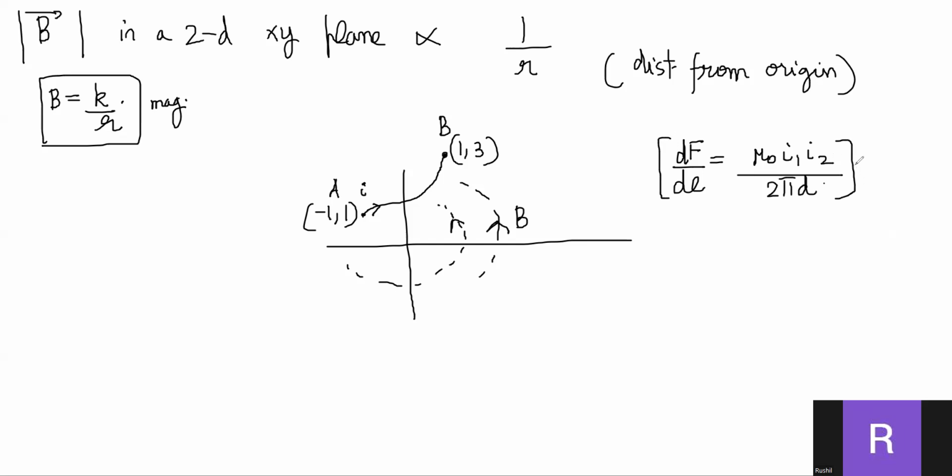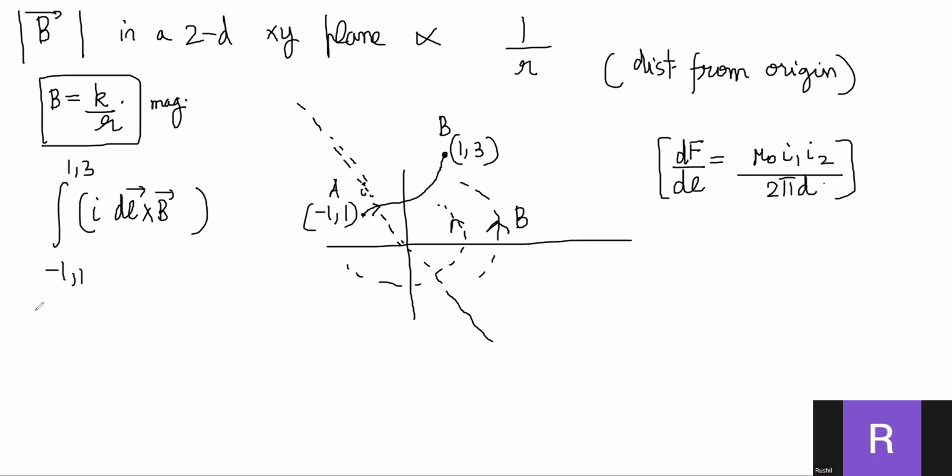This was for two parallel wires. Where is the second wire? The second wire is an imaginary wire which is perpendicular. You have to do the integral of I dl cross B from (-1, 1) to (1, 3) to find the total force.